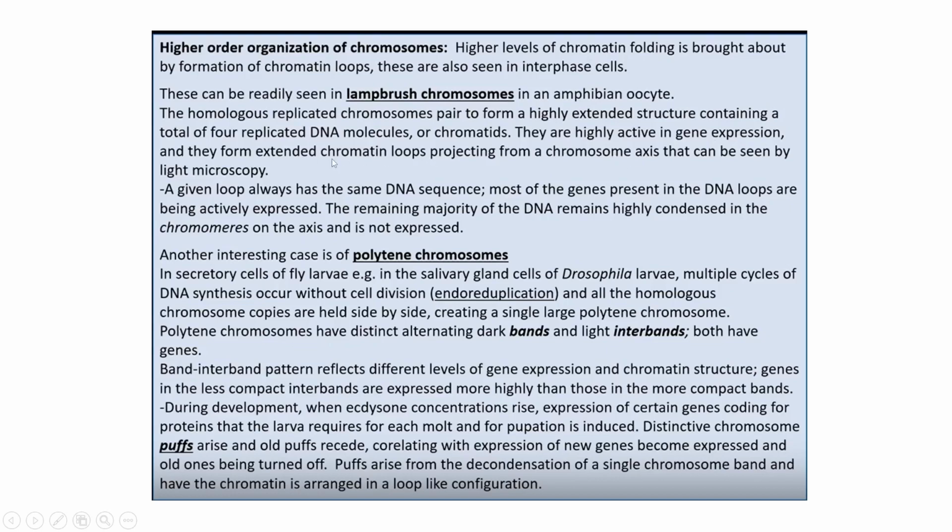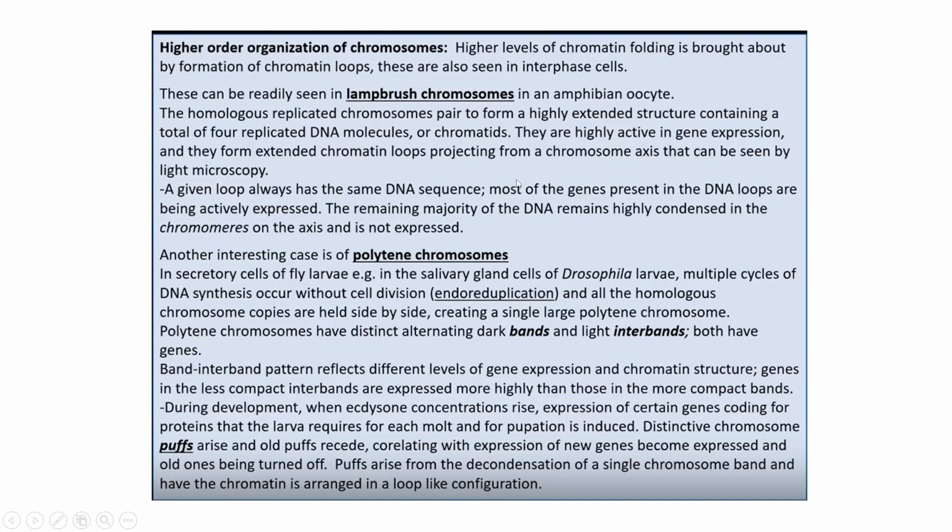It forms loops around the extended chromatin loops from the chromosome axis that can be seen by the microscope. And a given loop always has the same DNA sequence. Most of the genes present are being actively expressed. The remaining DNA, which is condensed, is not expressed. So actually, in this case, in the lampbrush chromosome there is a certain region which is transcriptionally active and a certain region which is transcriptionally repressed.